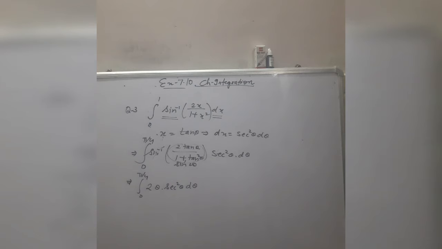So now the function is theta into secant square theta. 2 is a constant term, so you can take it common. The function is theta into secant square theta and the limits are 0 to pi by 4. Now here the function is given to you in product form, so we will use integration by parts here. So what is integration by parts?